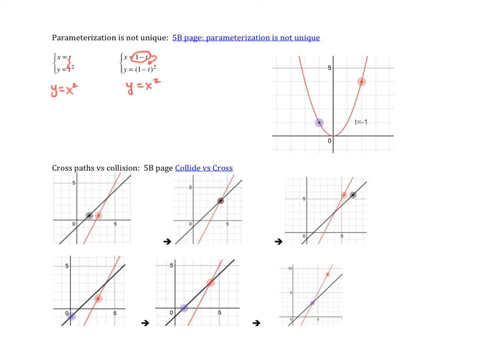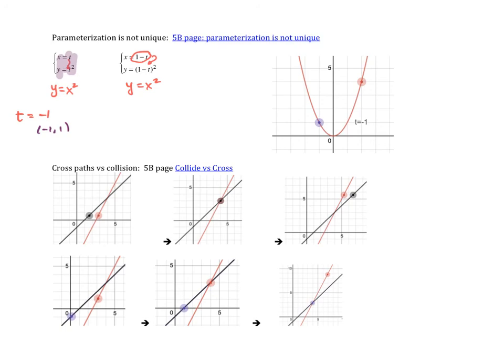Now, what's going to be different about these is their dependence on t is different. So for instance, if I put in t equals, say, -1, this pair over here, if t equals -1, is going to give me -1, 1.